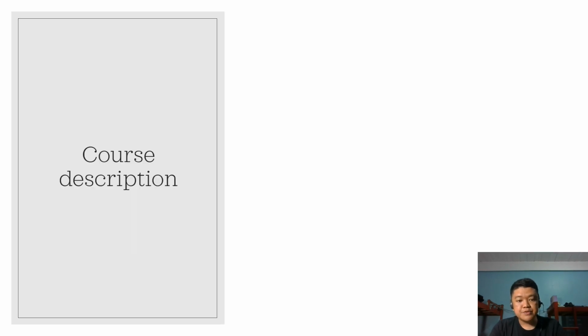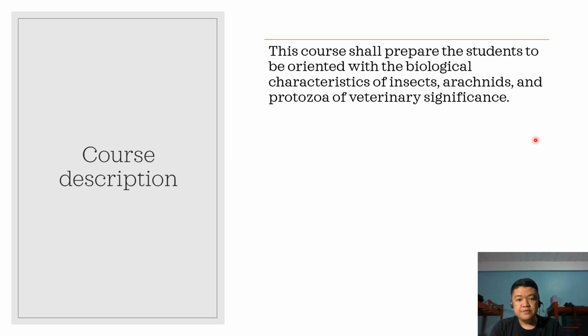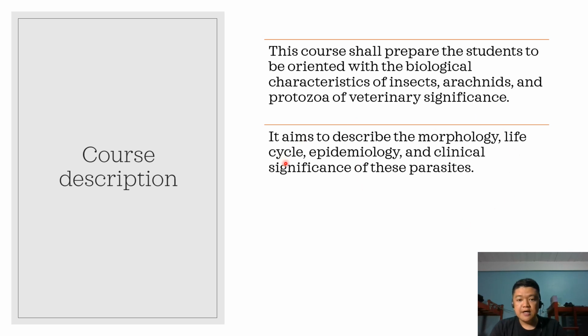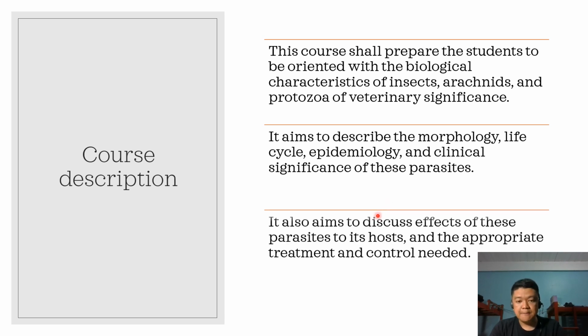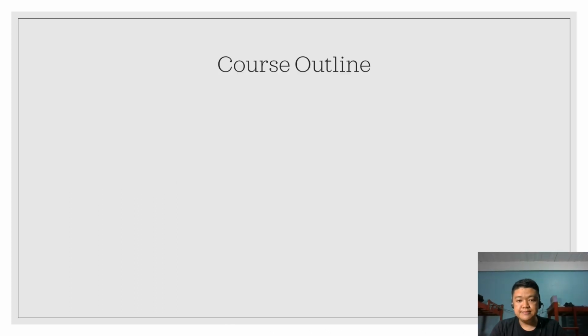For our course description, this course shall prepare the students to be oriented with the biological characteristics of insects, arachnids, and protozoa of veterinary significance. It aims to describe the morphology, life cycle, epidemiology, and clinical significance of these parasites. It also aims to discuss the effects of these parasites to its host and the appropriate treatment and control needed.